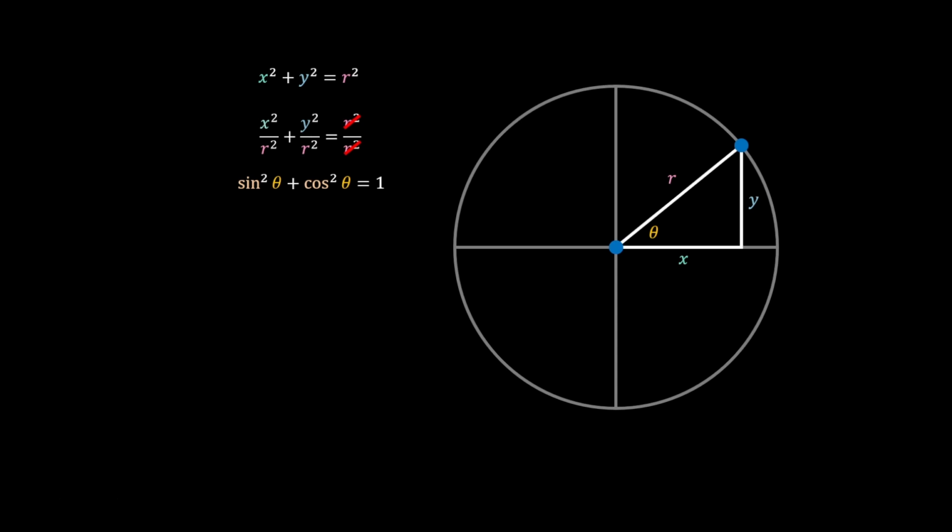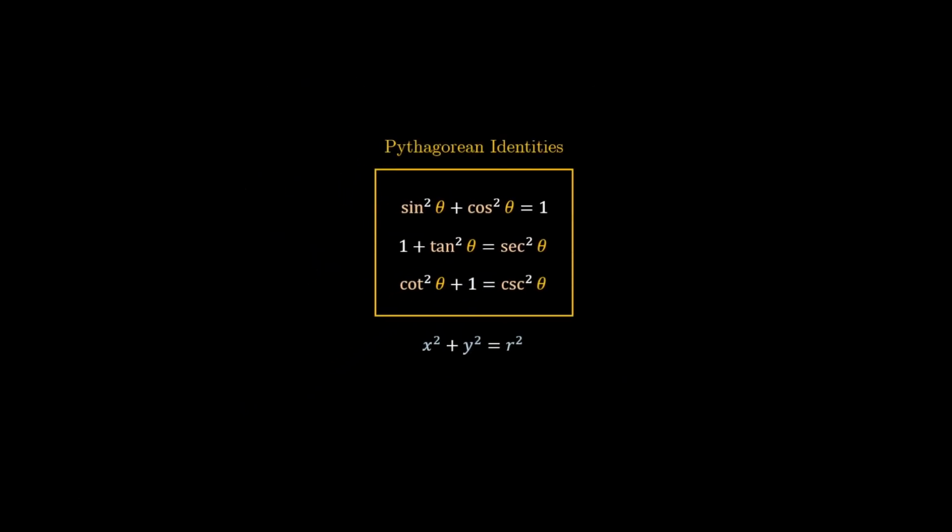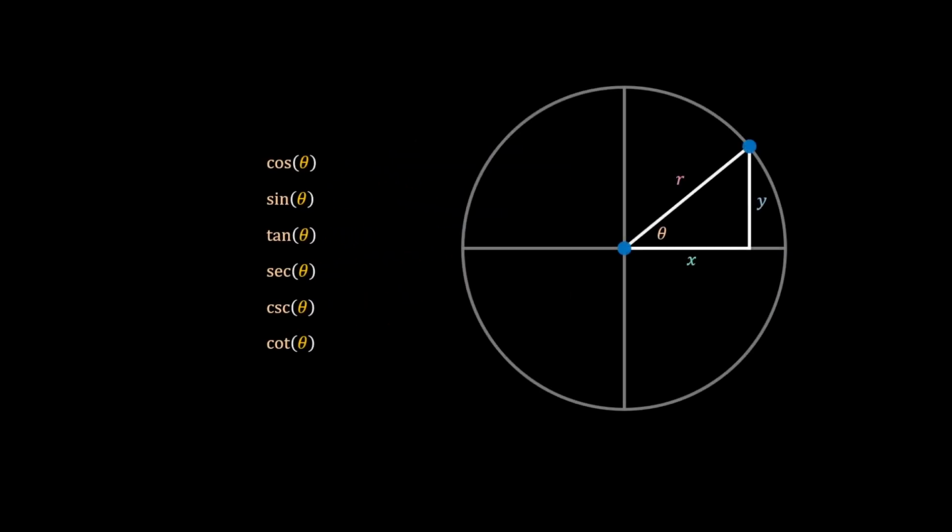We can instead divide by the other two sides. We can divide by y, we can divide by x, and we can even divide by y. We cancel the commonalities, and we arrive at our other two trig identities, 1 plus tangent squared and cotangent squared plus 1. These three identities together are what are known as the Pythagorean identities because they were derived from the Pythagorean theorem.